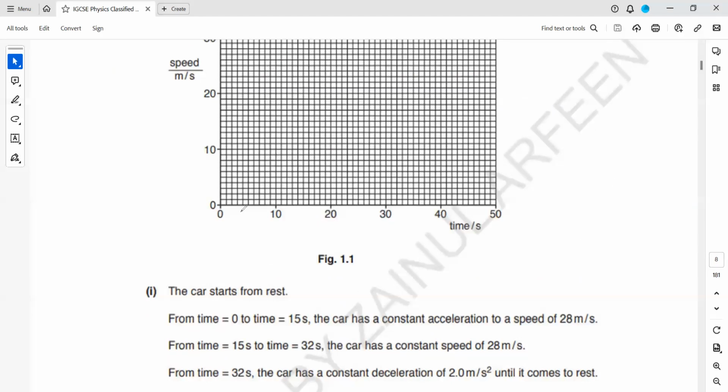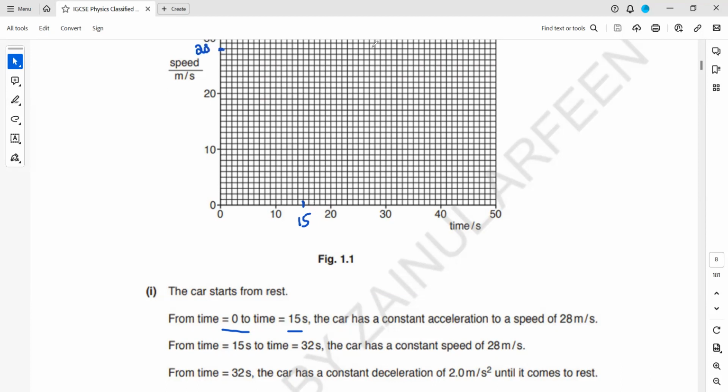As you can see on the x-axis, 10 boxes equals 10. So each box is representing 1. And on the y-axis, 10 boxes equals 10. So each is representing 1. So from 0 to 15 seconds, where do we get 15? This is 11, 12, 13, 14, and 15. So this will be 15. It has a speed of 28. So this will be 25, 6, 7, and 8. So this is 28.